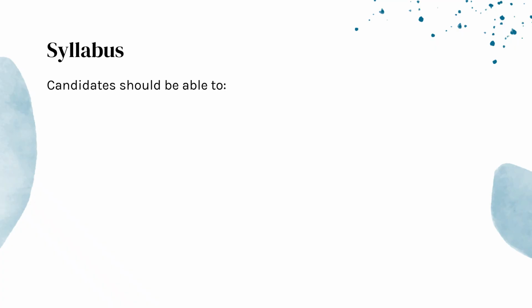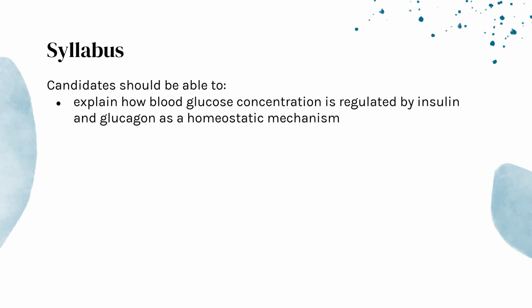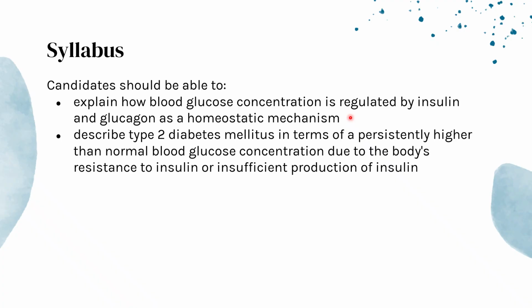Under the syllabus, even though you will be seeing more than usual, it is actually pretty straightforward. So you have to explain how blood glucose concentration is regulated by insulin and glucagon as a homeostatic mechanism. So what you study in chapter 5 is actually the same. How you write it in this video, I will try to make it more explicit.